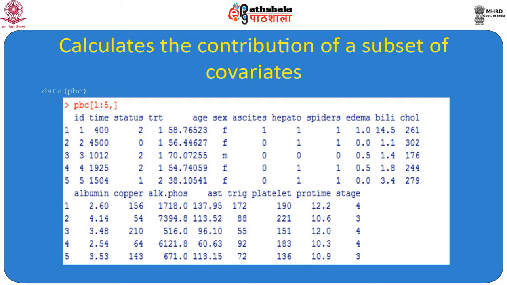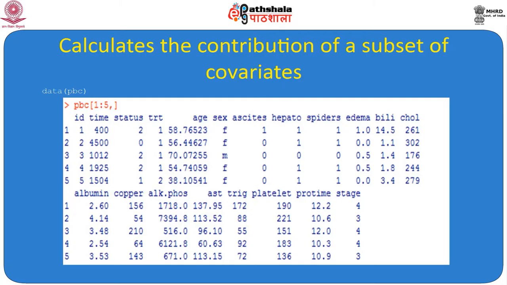Now we'll go to the next data set, which is also available in the survival library. The primary biliary cirrhosis data is used here. We are not going to show the whole data set. You can call the survival library, and after that call the data pbc.